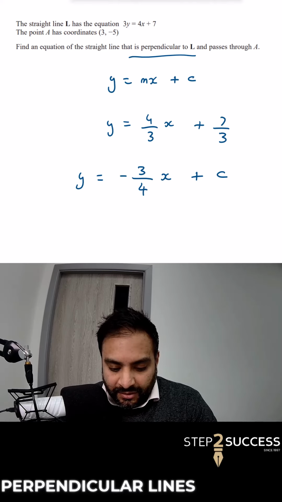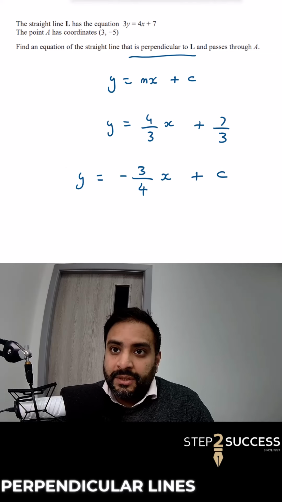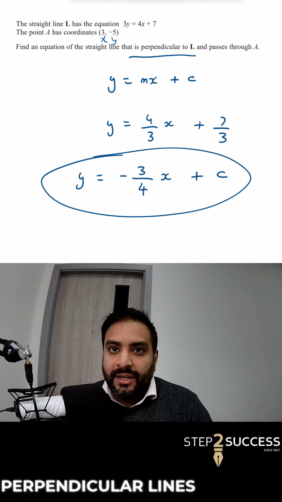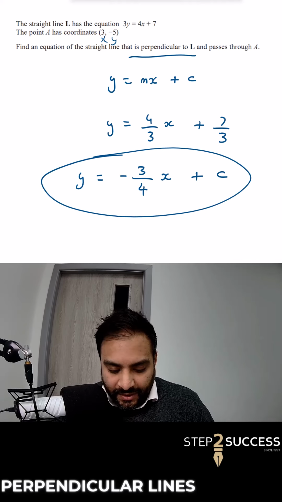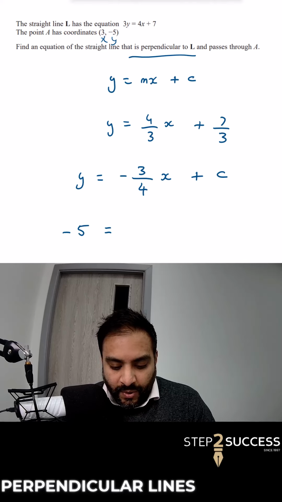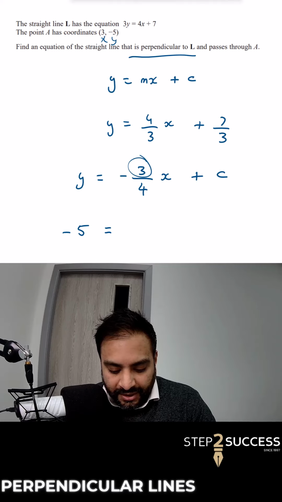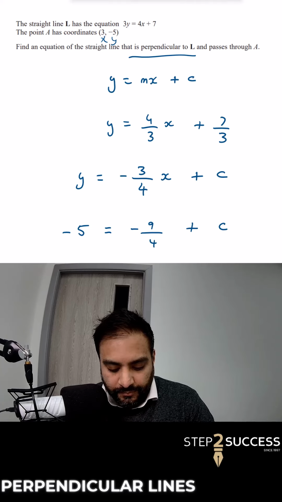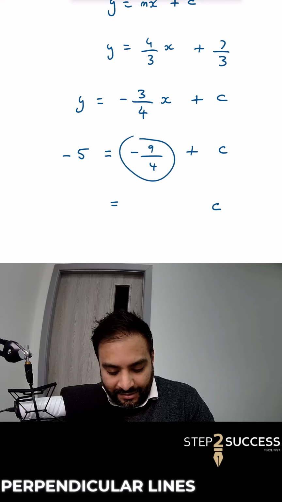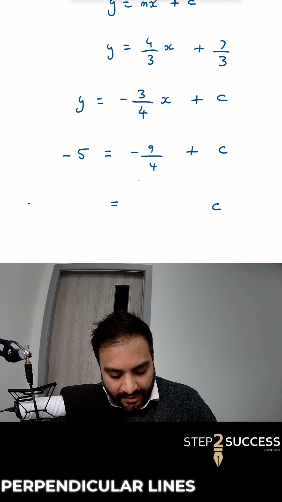Now, because they've given us the point A that this line goes through, what I can do is substitute the x and the y coordinate here into this equation and rearrange it to find out what c is. So they tell us that y is minus 5 when x is 3. If I substitute x equals 3 into here, I'll multiply the 3 by the other 3 and get minus 9 over 4. Then, to find the c, I just need to add this 9 over 4 to the other side.